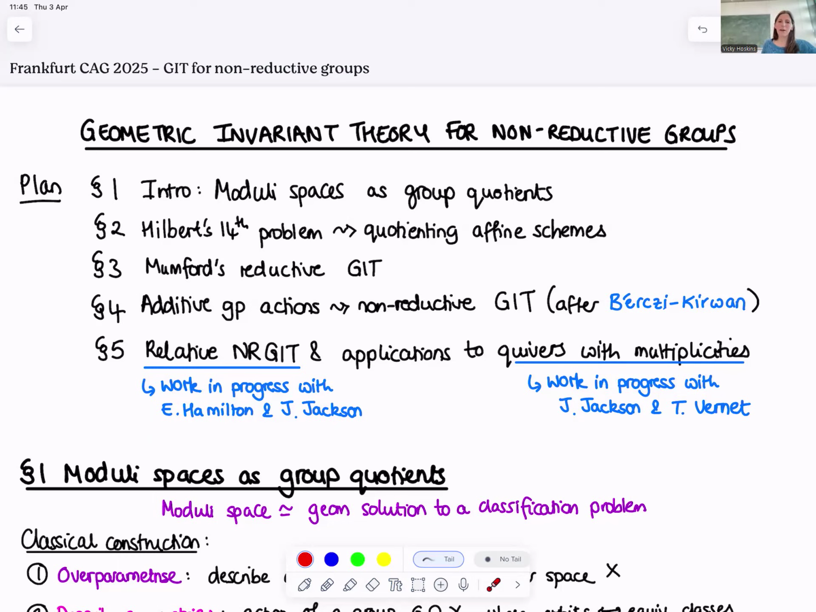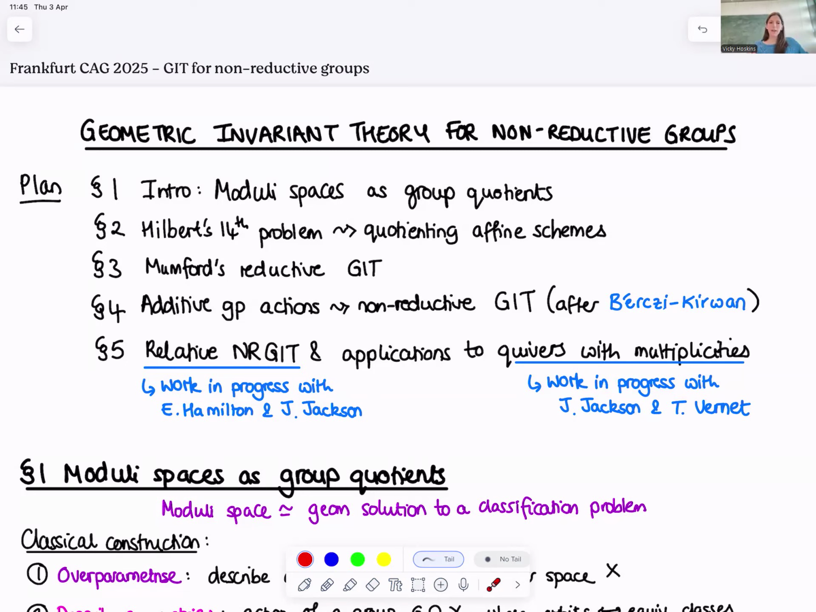So indeed, I'm going to talk about geometric invariant theory for non-reductive groups. And actually, most of this is just going to be a general introduction to the idea of geometric invariant theory for non-reductive groups. And at the end, I'm going to talk about a few of my projects related to this. But I really want to start with a very general overview.